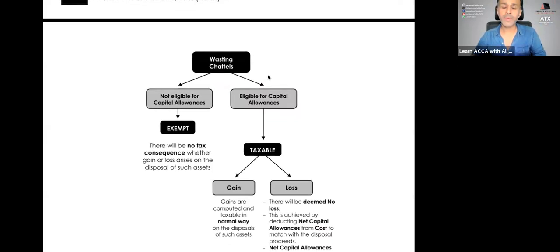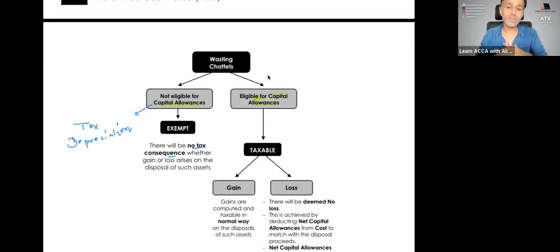Wasting chattels. Not eligible for capital allowance and eligible for capital allowance. This capital allowance thing, you know, that is tax depreciation. And those wasting chattels, those are not eligible for capital allowances. They are totally not taxable, exempt. No tax consequences, whether the loss you have, whether the gain you have will be worked.